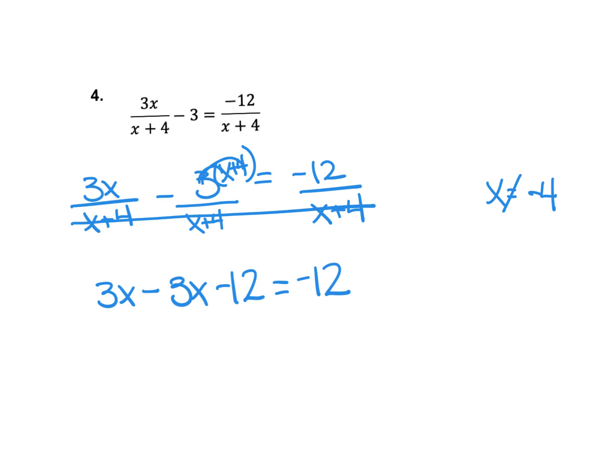Now, 3x minus 3x, those are going to cancel out. And notice how I don't have any variables left. And so I'm going to ask myself, is -12 equal to -12? And it is. And so in this case, my answer is going to be all reals.